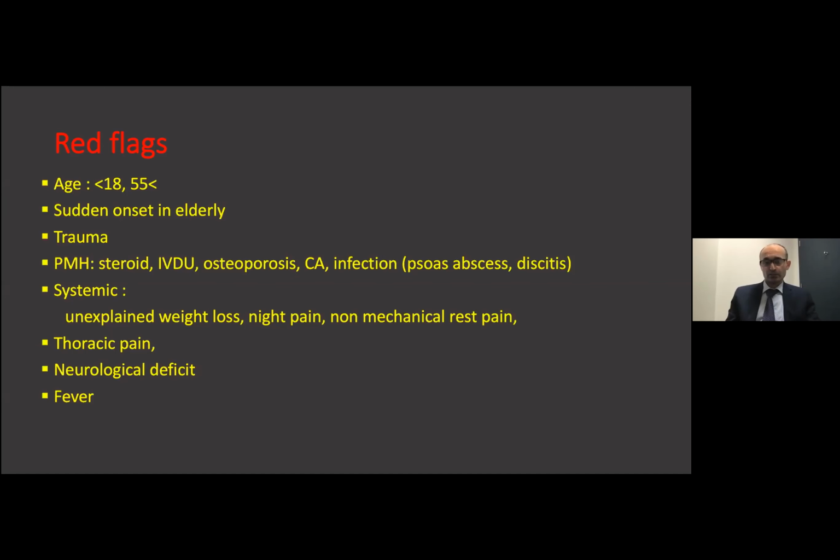Unexplained weight loss, nighttime pain, and pain that does not go away with rest is a red flag. Thoracic back pain is different from lower back pain. You shouldn't have back pain in the back of your chest. It's only rare diseases that cause that, like ankylosing spondylitis, for example. Otherwise, there's some sinister pathology underneath it. Anyone with obvious neurological deficit or fever falls in the category of red flag. Red flag means we need to investigate them quickly, or refer them straight away.